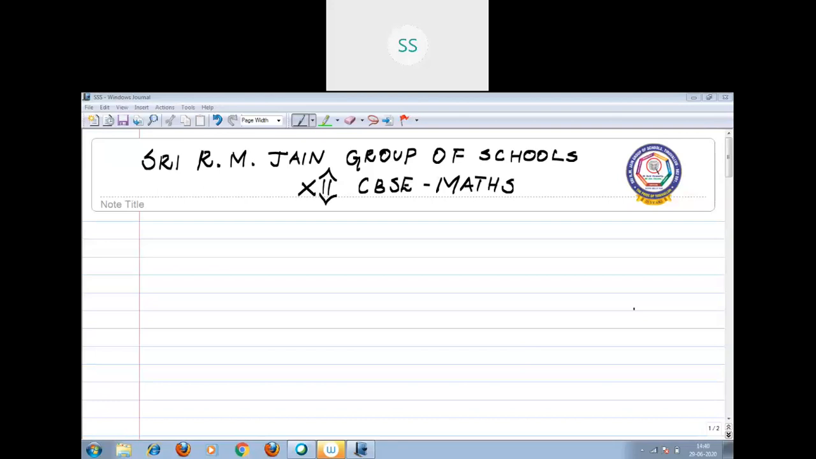Today I am going to discuss how to find whether a function is increasing or decreasing, or strictly increasing or strictly decreasing. In simple words, I will give the definition for that.